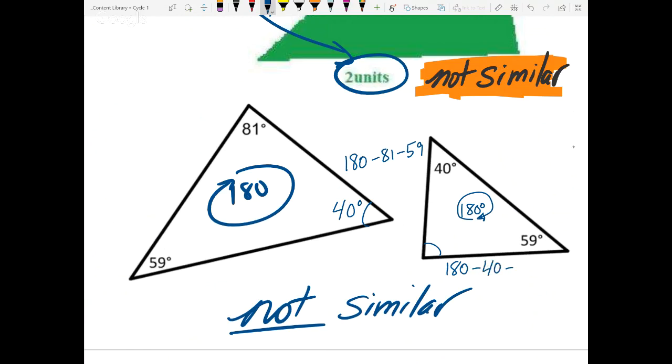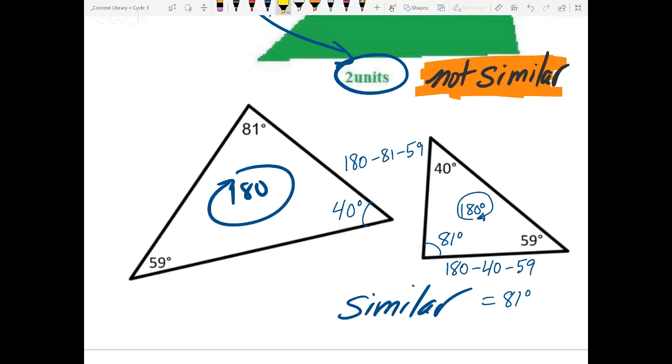180 minus 40 minus 59. 180 minus 59 is 121. And that minus 40 is 81, I think. And so now what do we know about these two triangles? Yeah, they're similar because they have the same angles, right?